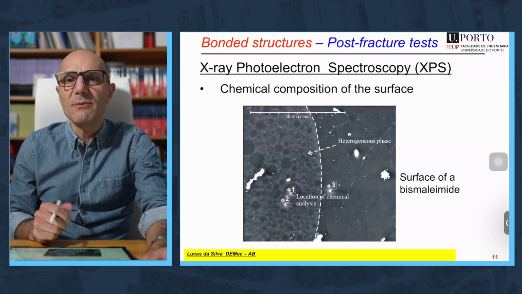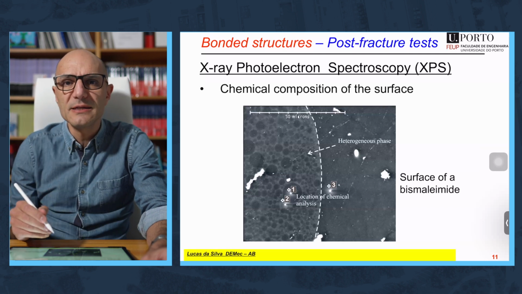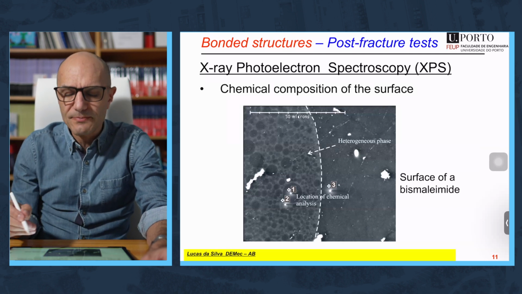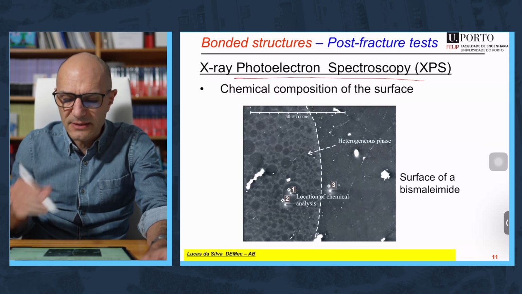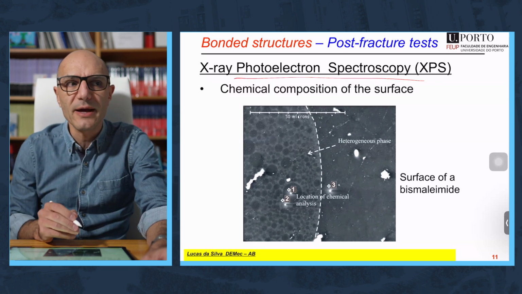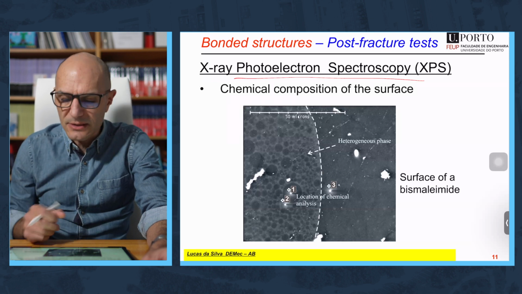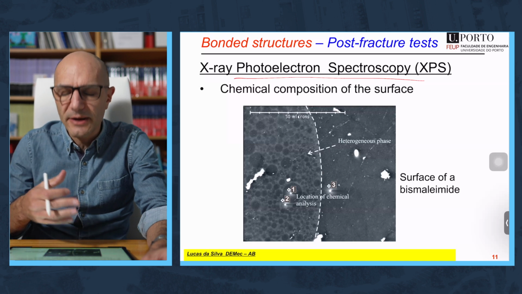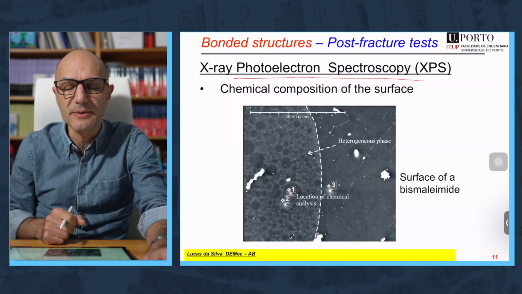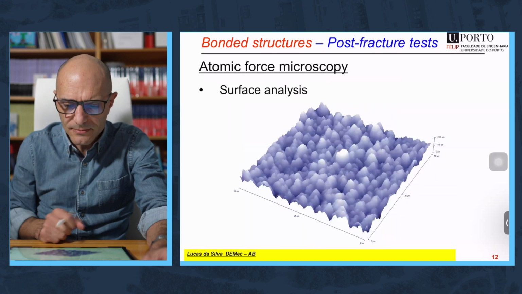If you still have doubts, you can make a chemical analysis. You have this attached to scanning electron microscopy, for example, XPS, and then you point to the area whose chemical composition you want to analyze, and this will clarify if it's an area rich in carbon, that means probably that it's adhesive. If it's poor in carbon, that means probably it's metal.